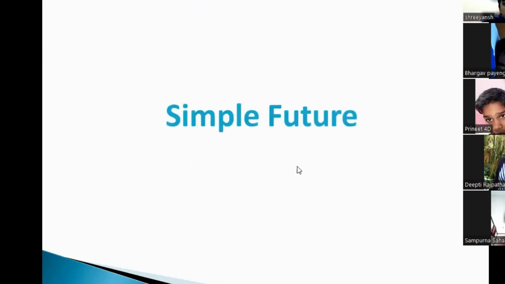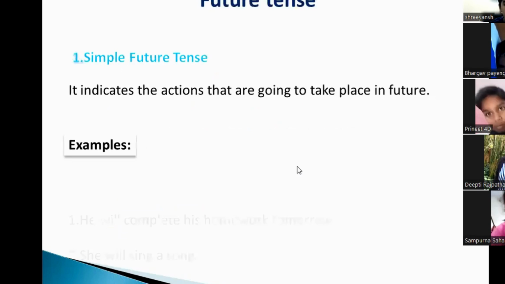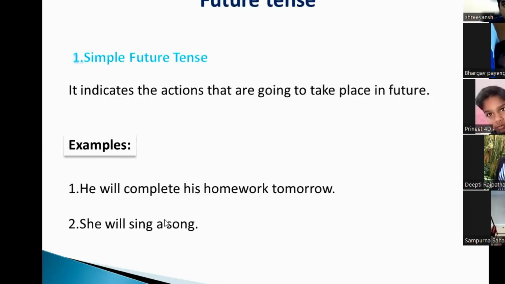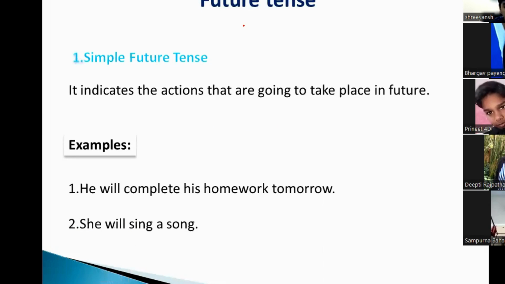So now, what is simple future tense? What does it indicate? It indicates the actions that are going to take place in the future. Like I will do this activity tomorrow. I will sing a song tomorrow. I will make a dish tomorrow. I will cook this particular recipe tomorrow. So it indicates the actions that are going to take place in the future time. Like he will complete his homework tomorrow. She will sing a song tomorrow.